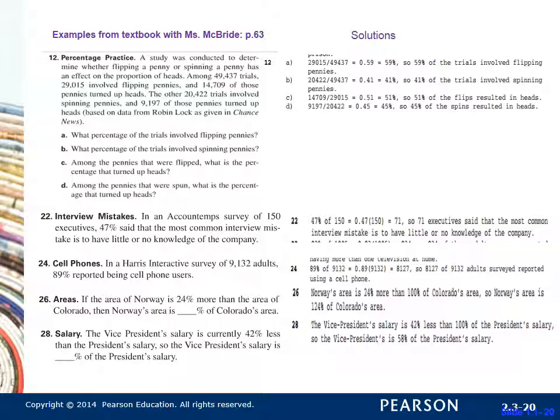So we have a total of 49,437 trials. Of those, 29,015 were flipped. So that's how you would get that percent, divide, and get the 59%. You do the same thing for what percent were spinning pennies.